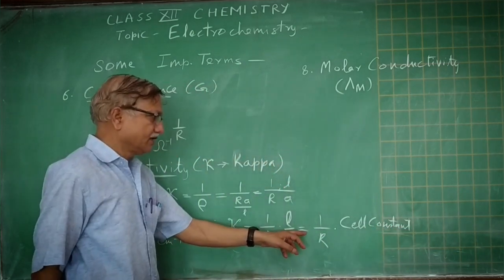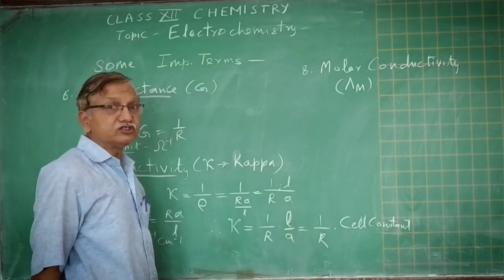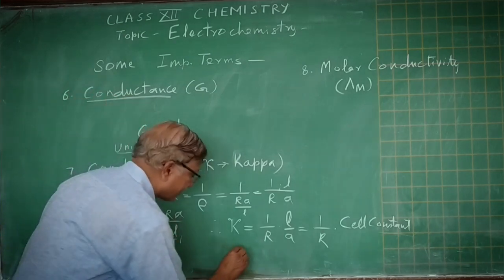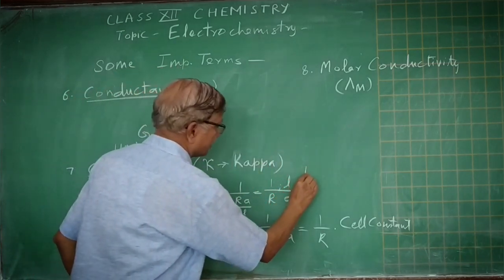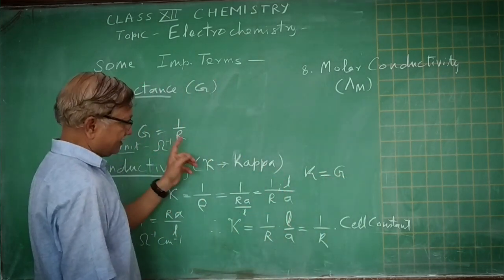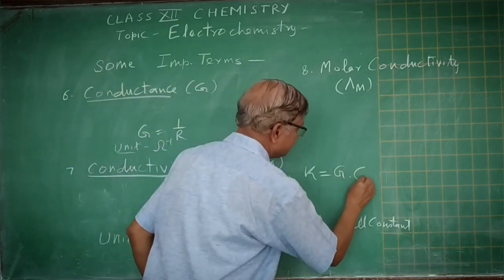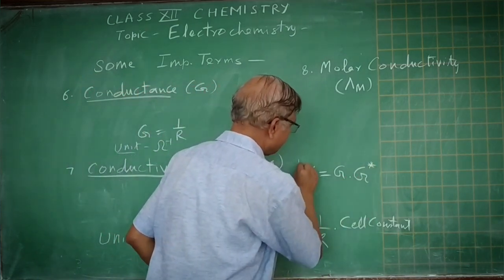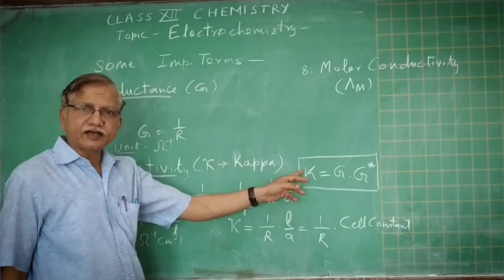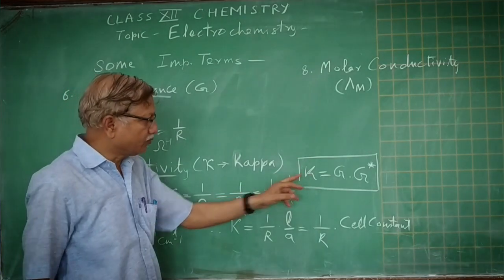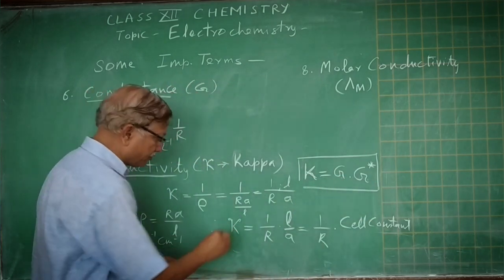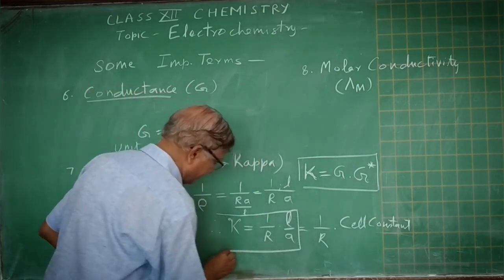Cell constant is denoted by G star, and 1 upon R is conductance. So kappa K equal to 1 upon R, that is G conductance, into cell constant G star. So this is the conductivity kappa. So for the conductivity of a conductor, either you can use the formula kappa equal to G into G star, or kappa equal to 1 upon R into L upon A.